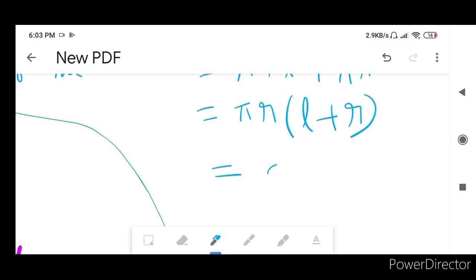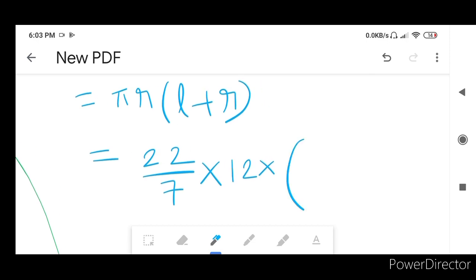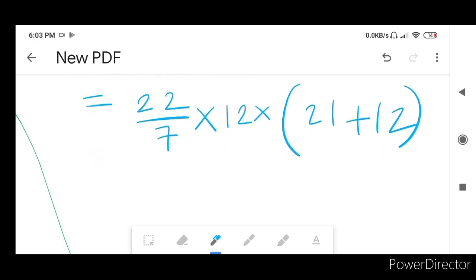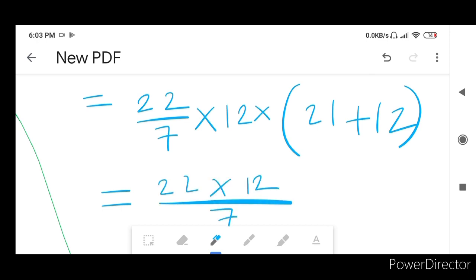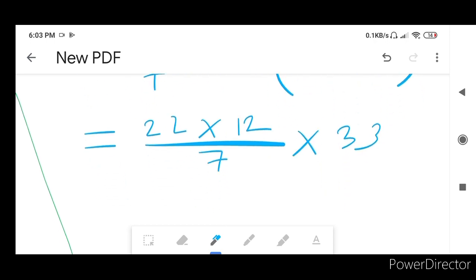That will be equal to, pi value is 22/7. And what is my r here? R is 12, into L plus R. What is my L here? 21 plus 12. So add it. What we will be getting? 22 into 12/7 into 33. So multiply it.